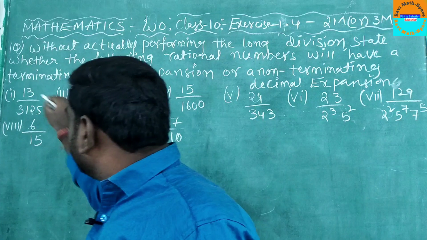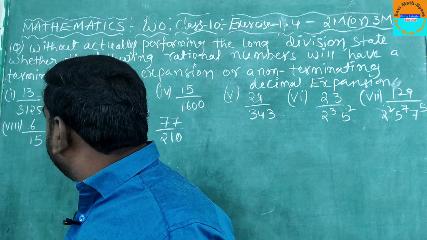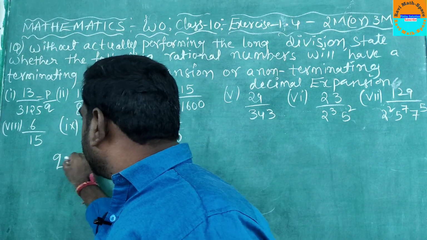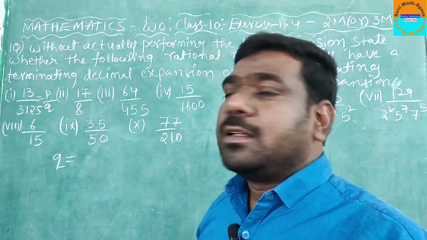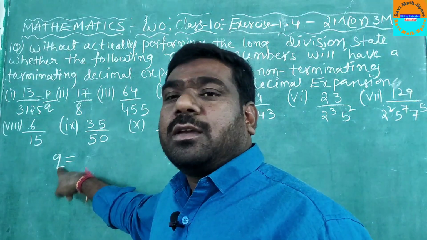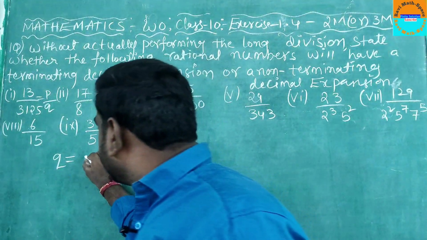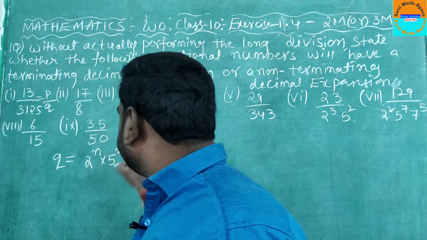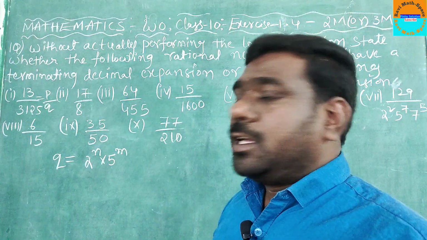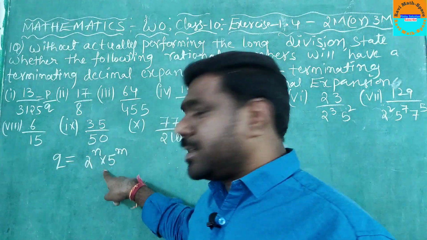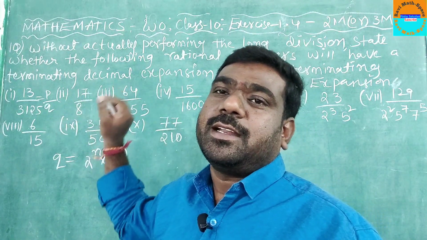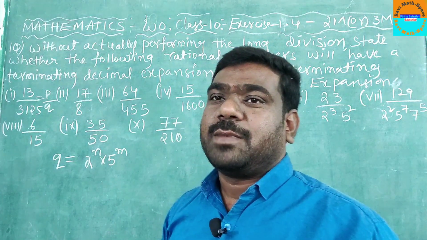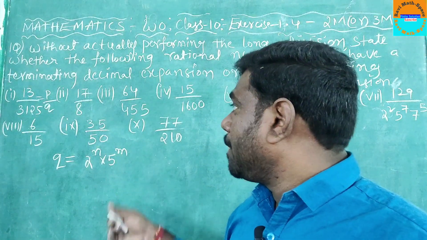So remember what condition we have. Suppose the number is in the form of p by q. What is the denominator here? q. Q should be of the form 2 power n into 5 power m. If the denominator satisfies this condition, it has a terminating decimal expansion. Otherwise, non-terminating decimal expansion.